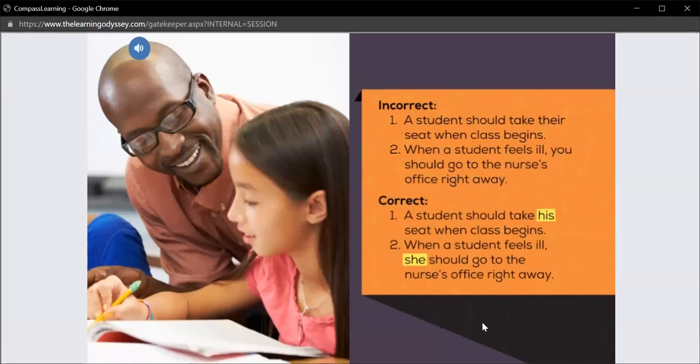Shifting to third person plural or second person midway through a sentence is another common mistake. See if you can recognize which pronoun should be replaced. Examples. A student should take their seat when class begins. When a student feels ill, you should go to the nurse's office right away. A singular third person subject, such as a student, needs to be replaced by a singular third person pronoun, such as he, him, his, or she, her, hers.